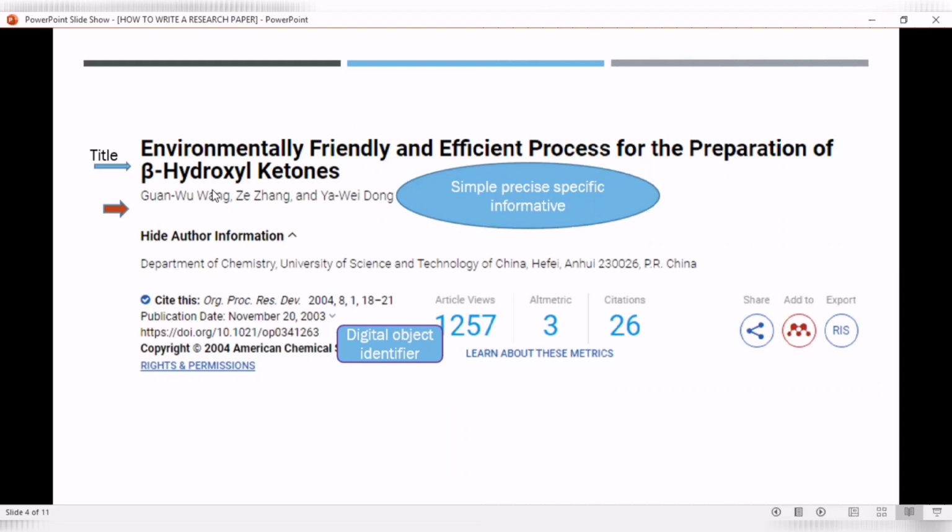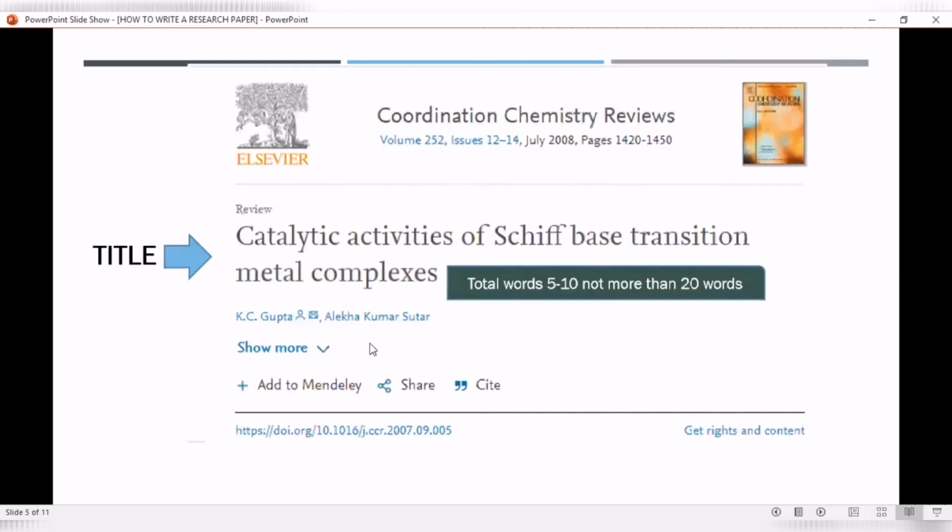After the title, as you can see, these are the author names. In some cases you will find only two authors, but in most cases you will find more than two authors. How to list these author names, we will discuss next. Then the DOI number, this DOI stands for digital object identifier. From this DOI number you can find your research article. Just by pasting this DOI number on Google Scholar, your paper will open.